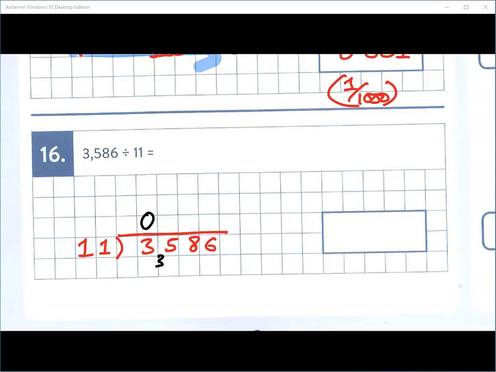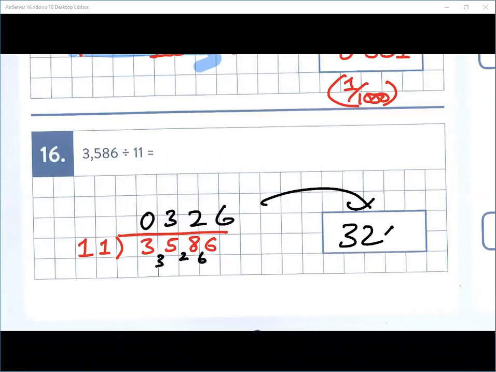How many 11s in 35 now? 3. Remainder? Remainder 2. How many 11s in 28? 2. Remainder? 6. Yeah, because 11 times by 2 is 22. 28 take away 22 is 6. How many 11s in 66? 6. Fantastic.